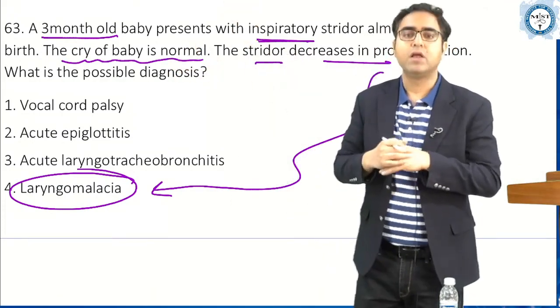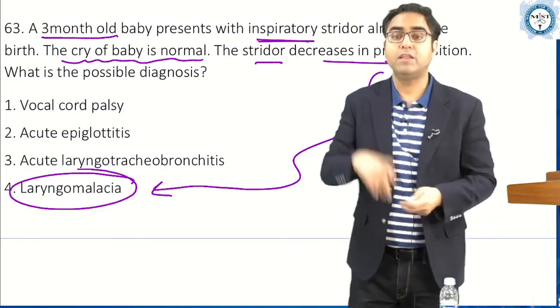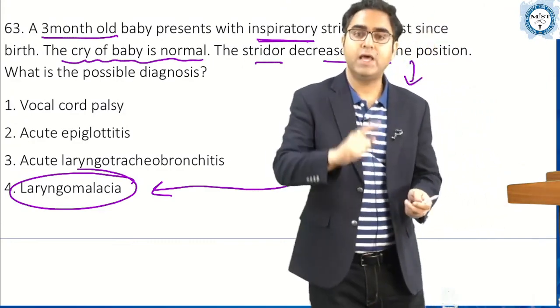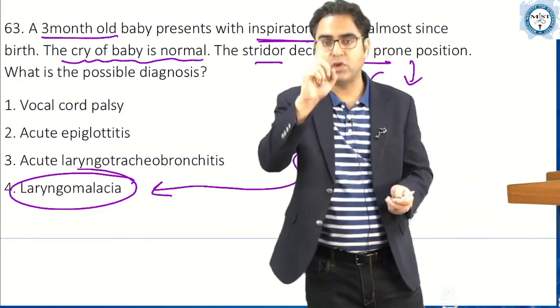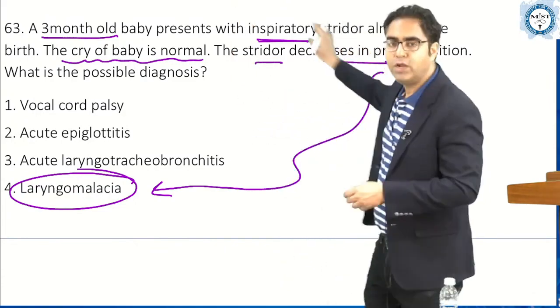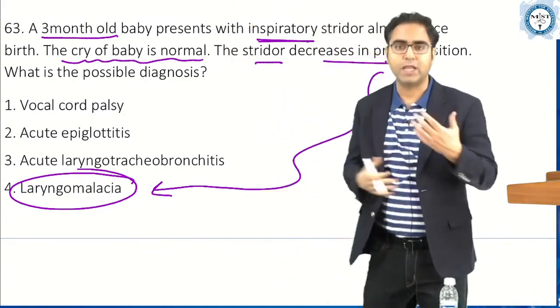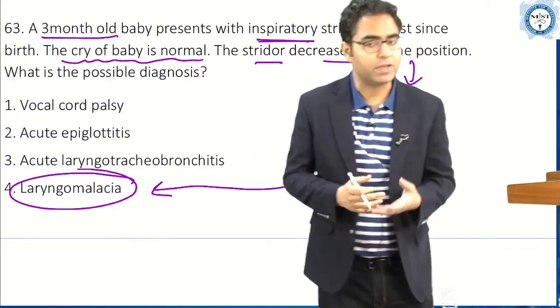Okay, fine. Cry of the baby is normal. Stridor is less in prone position. Stridor is since birth, actually. In the first week of life, it appears. All the things point towards laryngomalacia. So now what I'm getting is laryngomalacia is an important topic.